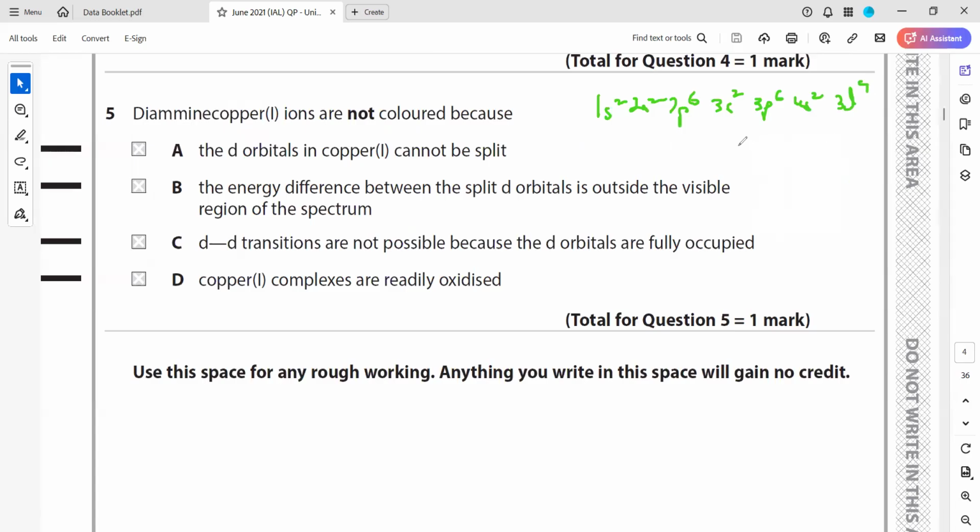That is the configuration. But when copper loses an electron from the last shell, it is 1s2, 2s2, 2p6, 3s2, 3p6, 3d9, and 4s1 is there. To make this stable, this electron jumps to 3d when copper 1 is formed, so it becomes 3d10. When the d orbital is complete, the transition is not possible. So an electron cannot absorb energy. As a result, the orbitals are full, so it won't show any specific color.